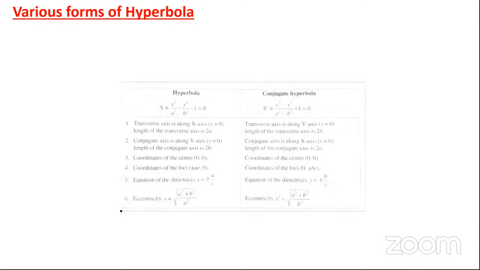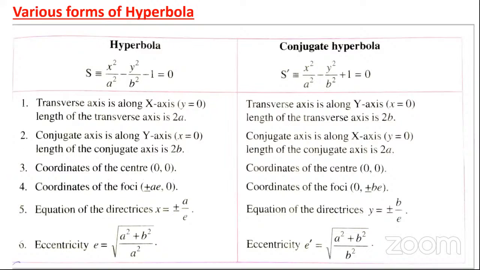Various forms of hyperbola. So these are the various forms of hyperbola. This is a hyperbola, and this is the conjugate hyperbola. We are taking the hyperbola x square by a square minus y square by b square minus 1 equal to 0, where a is greater than b.